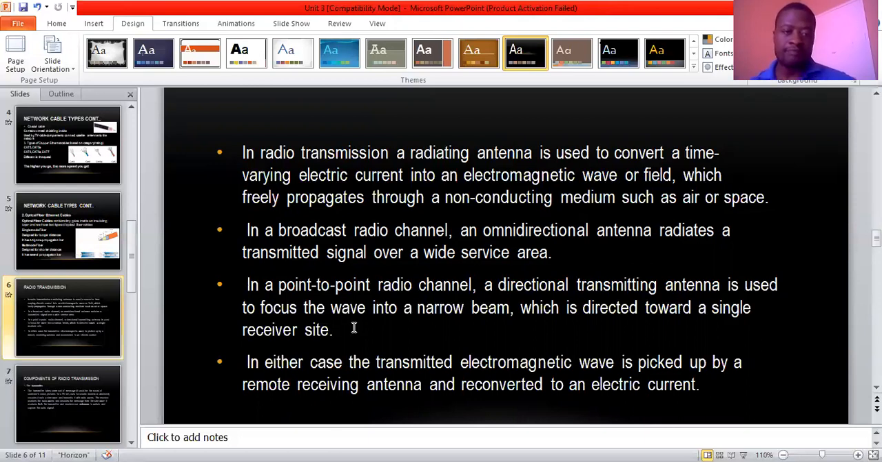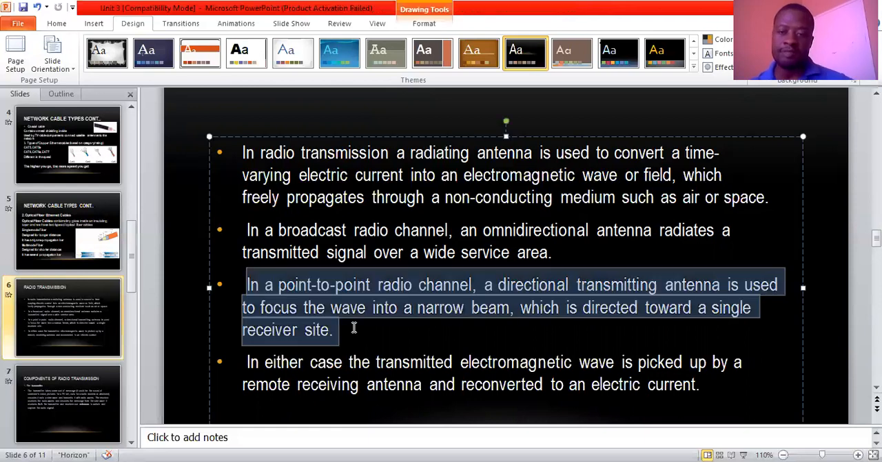In a point-to-point radio channel, a directional transmitting antenna is used to focus a wave in a narrow beam, which is directed toward a single receiver. So in radio transmission, we've got the source, and then we've got the receiver, the person that is receiving this signal.